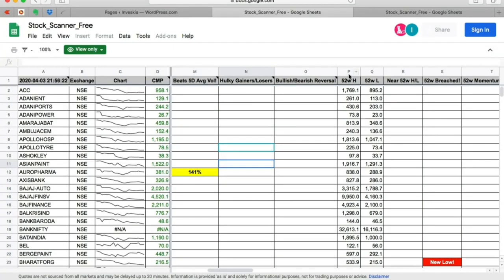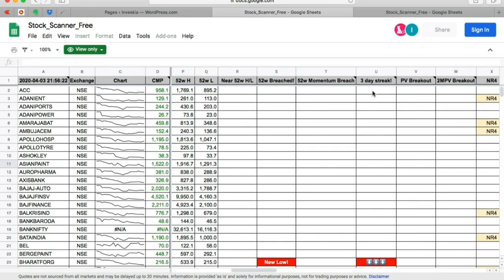So there is another indicator called 52-week high low. It just gives you the 52-week high price and the 52-week low price of the individual stocks. Now the most interesting indicator is that if the current market price of the stock reaches near 52-week high or 52-week low, you will get a notification over here. The range is within 2%, so you will get an early indicator that the stock is going to breach the 52-week high or 52-week low.